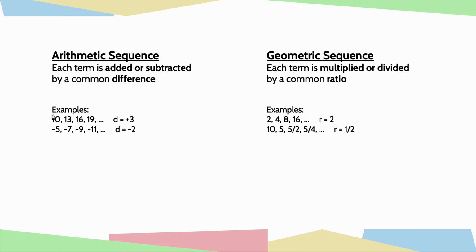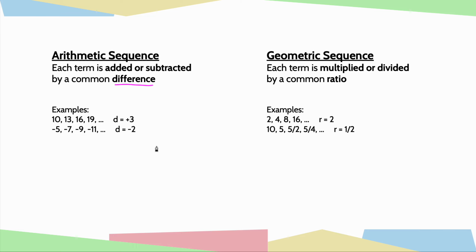So just taking a quick look at this first example here, going from 10 to 13, that would be adding 3. If you add 3 again, you would get 16. If you added 3 again, you would get 19. That number that you're adding or subtracting by is called the common difference, which is often given the variable d.